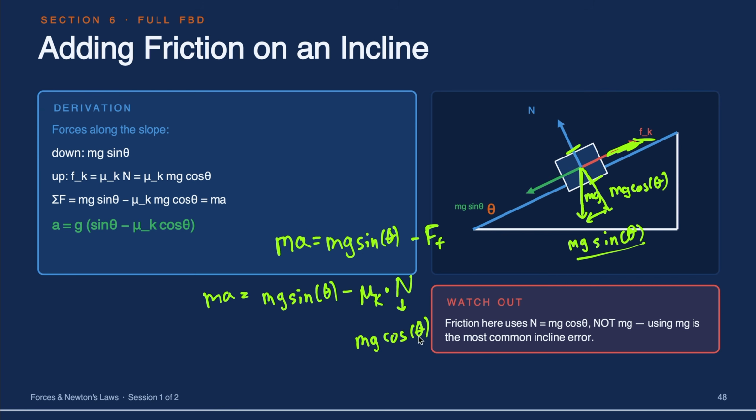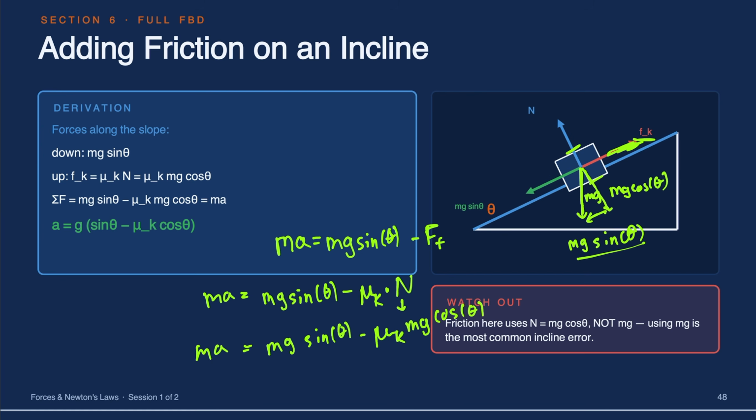So do you see? Usually you would have just found gravity and then done mu k times gravity. But in this case you had to understand that gravity is not the one driving it, right? It's the normal force. So mg cosine theta. So pretty tricky concept there. mg sine theta minus mu k times mg cosine theta is equal to ma.